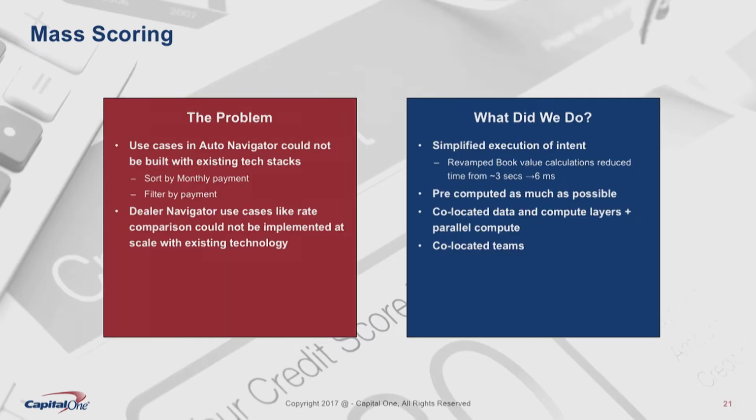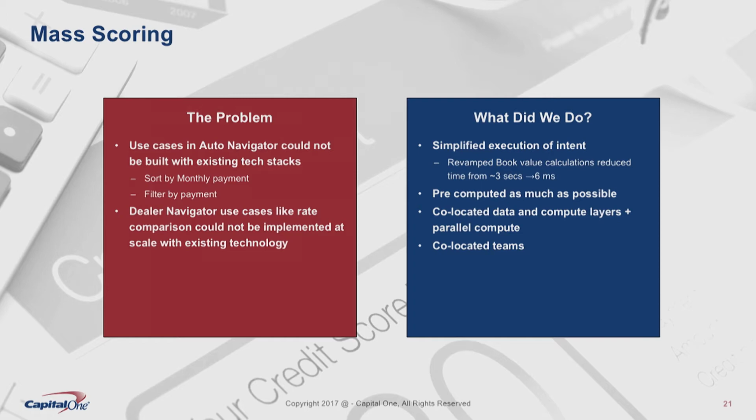All right. So what was the problem, right? We had millions of cars. We had existing tech stacks that were built with legacy systems, some of them proprietary third-party software. And we wanted to do things like rate comparisons and those types of things. The existing technology just didn't do it. So what did we do? We simplified some of the execution so that we can make this work a little bit better. And we pre-computed a lot. So book values and those types of things.